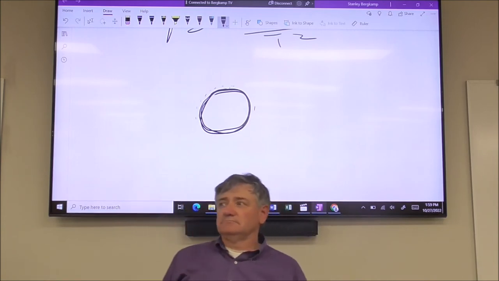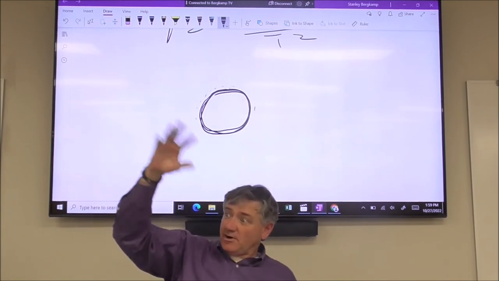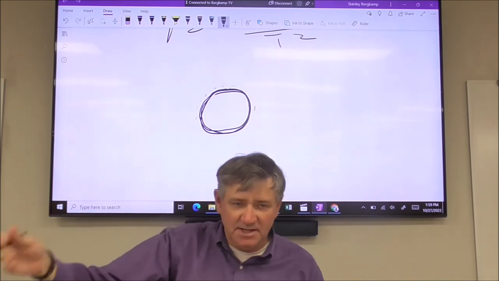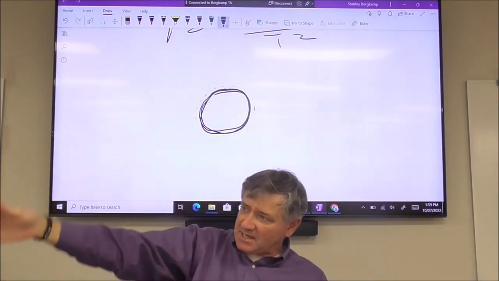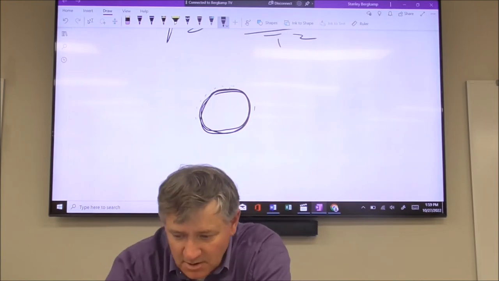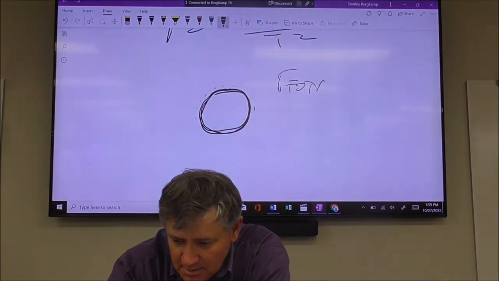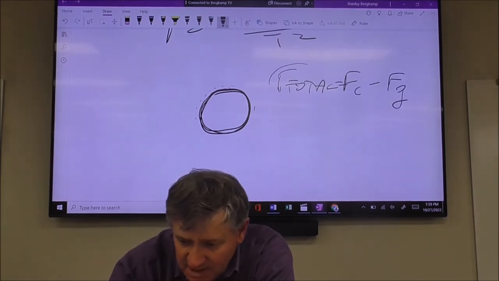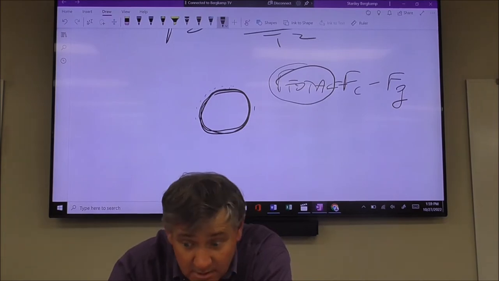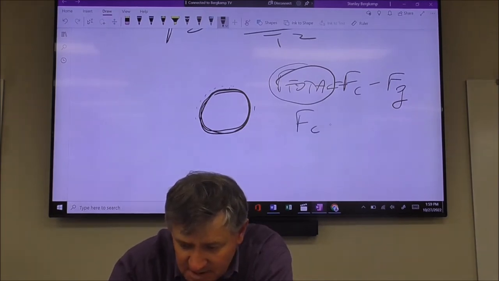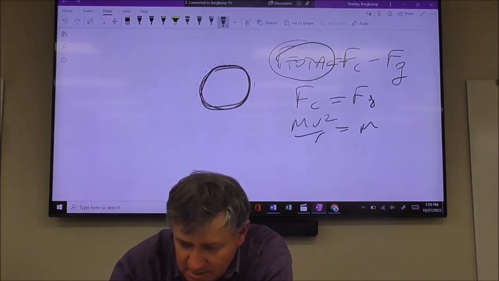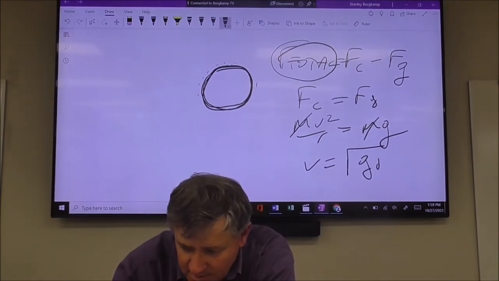Yes? How do you know? There's gravity. It travels in an arc, right? So, if you go back to the idea of calculating the minimum velocity of something to complete a loop, your total force equals force centripetal minus Fg, and if you're in a state of weightlessness, force total goes to zero. So you have Fc equals Fg, and mv squared over r equals mg. Mass cancels out, and you get v equals the square root of gr.